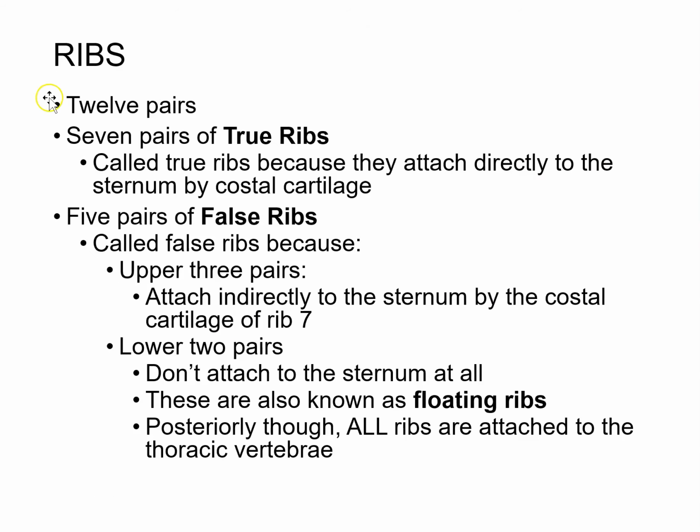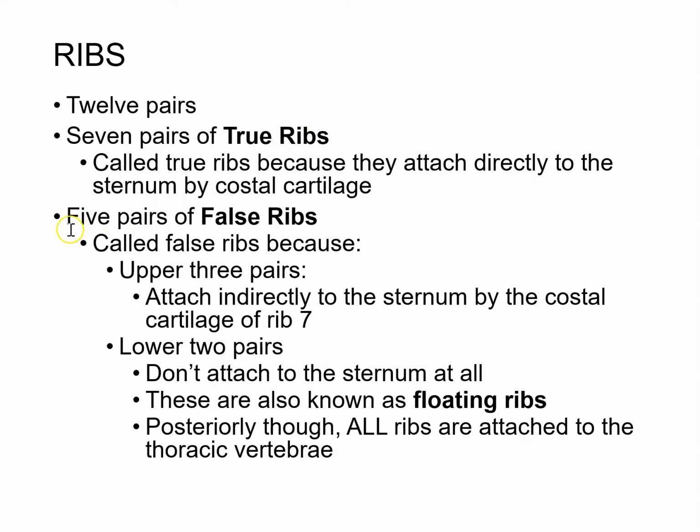We do have 12 pairs of ribs, so the 7 pairs of true ribs have a direct attachment to the sternum. There are costal cartilages that attach from the rib to the sternum, and the costal cartilages of the true ribs, if you trace those down, they go straight from the sternum directly to a rib.